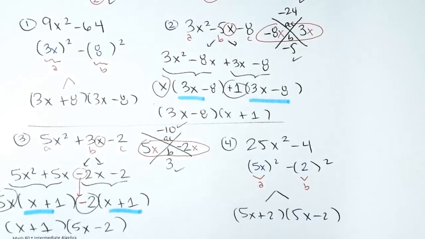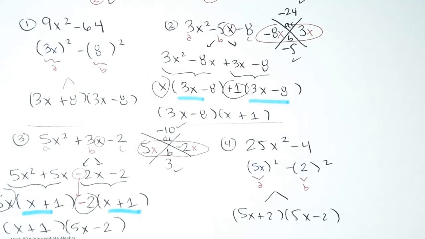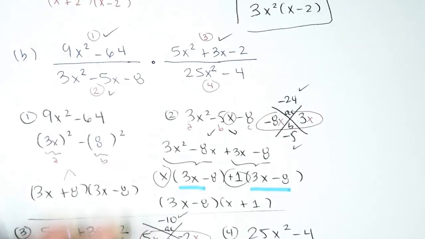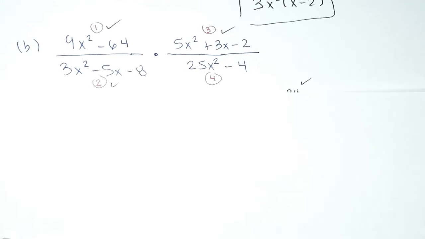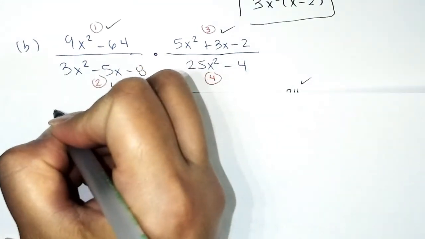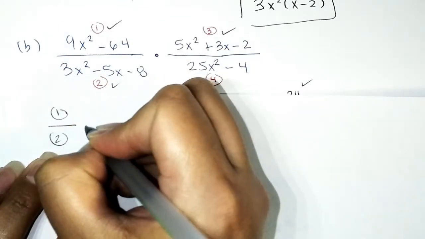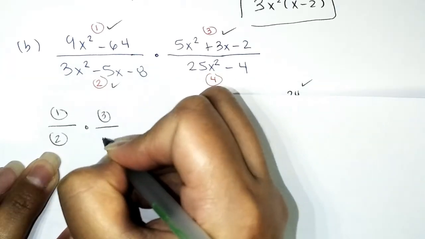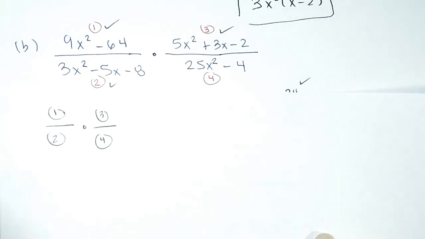So let's come back to the table. I'm not going to rewrite the original problem because that will take us forever. I'm just going to write the numbers that we wrote out. So we wrote 1 over 2 times 3 over 4. And the reason why I circle 1, 2, 3, 4 is just to remind me that that's how I number them, so they're not confused with the actual problem itself.